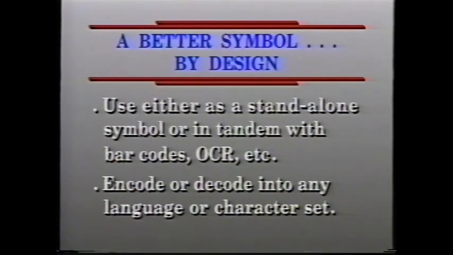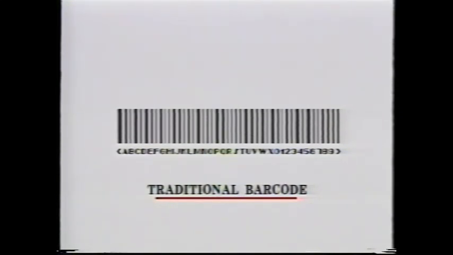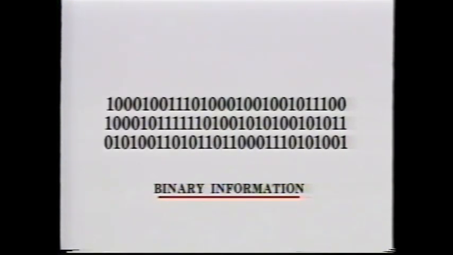The Vericode symbol is a better symbol by design. The Vericode symbol can be used as either a standalone symbol or in conjunction with barcodes, OCR, or other existing technologies. Any language or character set can be encoded into the Vericode symbol. This symbol can then be converted back to binary form, decoded, and returned into any format that is specified by the user.